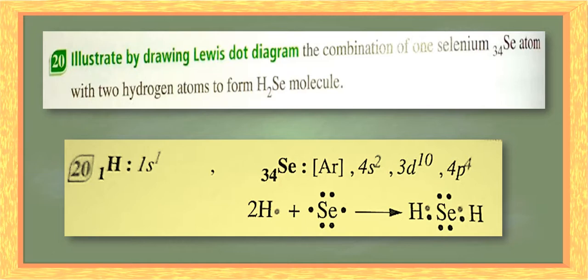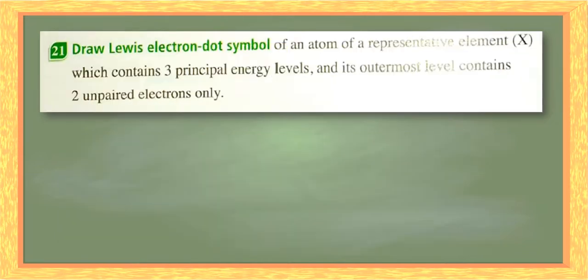Each one will take one hydrogen atom, so the Lewis dot diagram will be as we see: selenium in the center surrounded by an upper lone pair and a lower lone pair. We have two lone pairs and two bond pairs in the selenium hydride molecule. Okay, let's go to question 21.